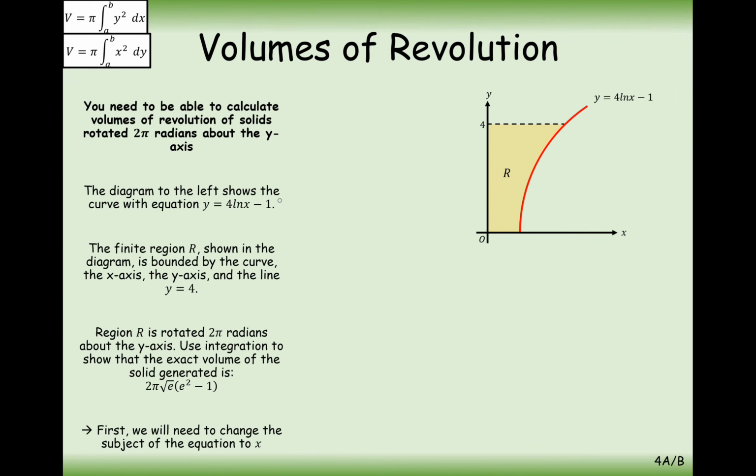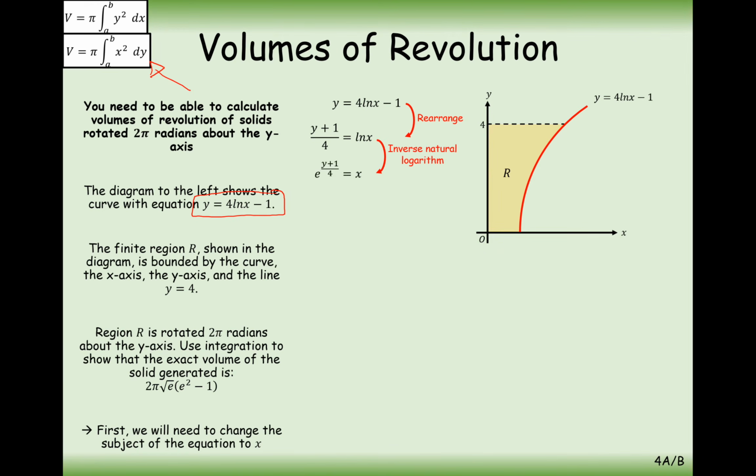Okay, the first thing we need to do is turn this y equals 4 ln x minus 1 into an equation that has x equals, because what we're going to be using is this formula up here, where we have to replace x with something with respect to y. So we need it to be an x equals formula before we substitute into this second formula at the top here. So let's add 1 to both sides, divide by 4, and then reverse the ln.